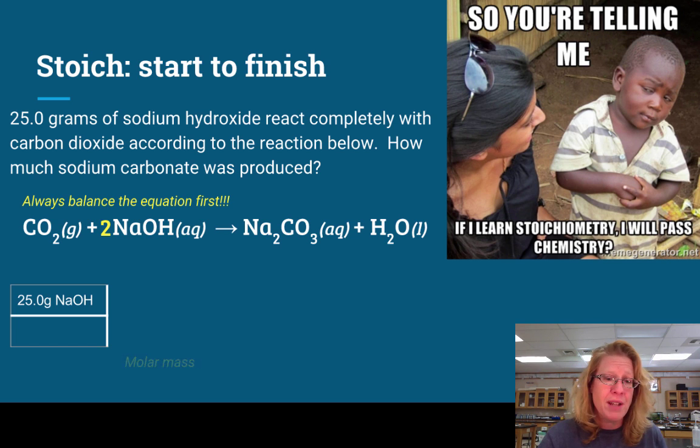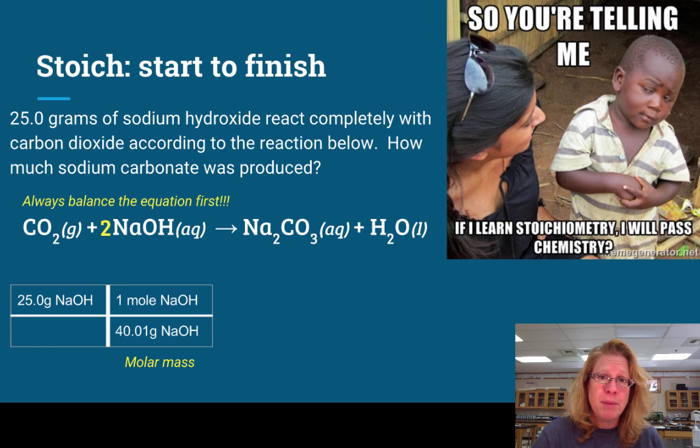Next up is molar mass, right? We've got to do the grams to moles step to get to moles of sodium hydroxide so that we can do our mole to mole step next. So there's the molar mass of sodium hydroxide. Again, that comes from the periodic table: 1 sodium plus 1 oxygen plus 1 hydrogen.